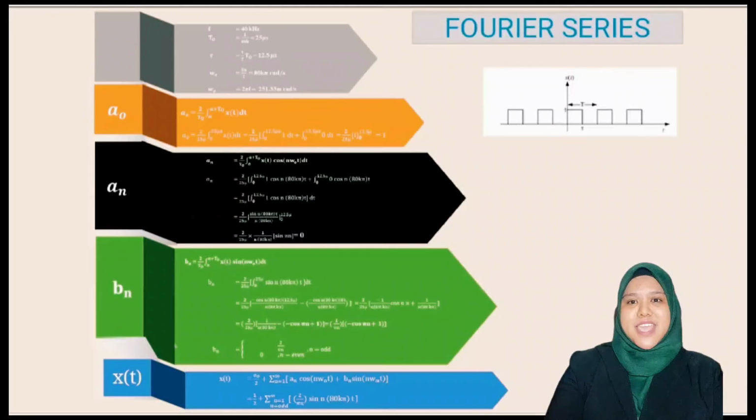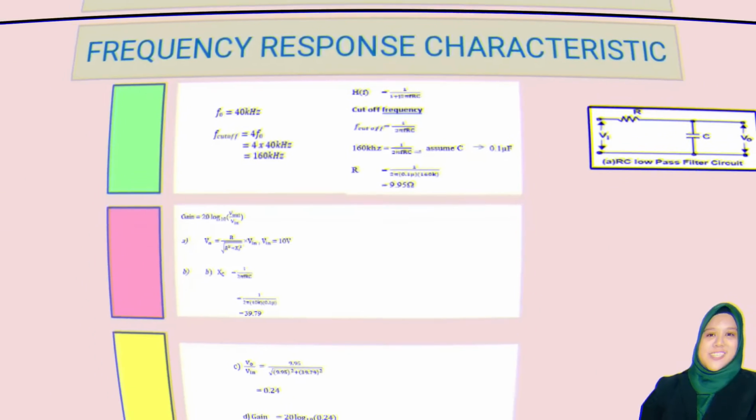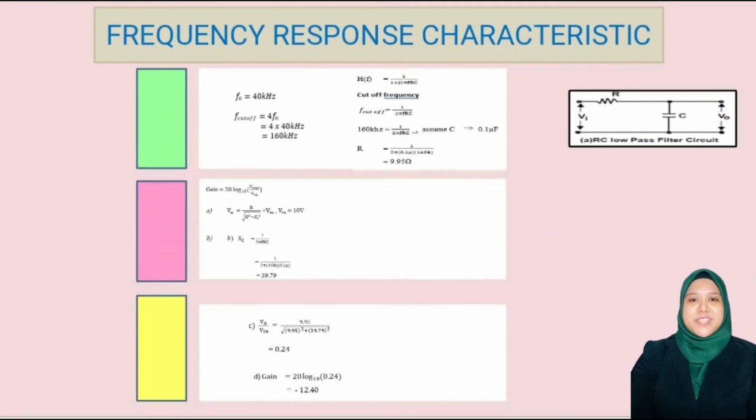Then we calculate Bn. Using the formula, we get Bn equals 2 over pi n when n is odd, and 0 when n is even. And lastly, we calculate x(t) using the formula by inserting the values that we already got, and this is the final answer for x(t).